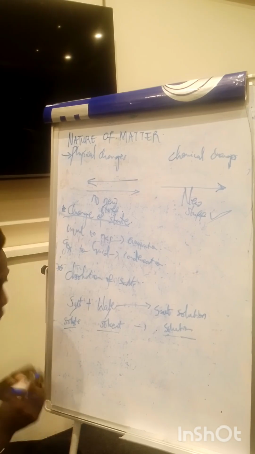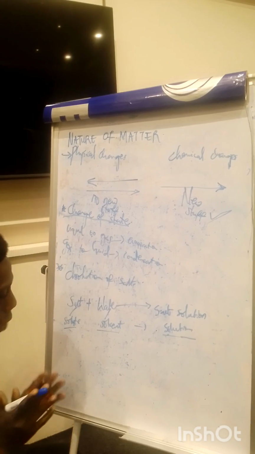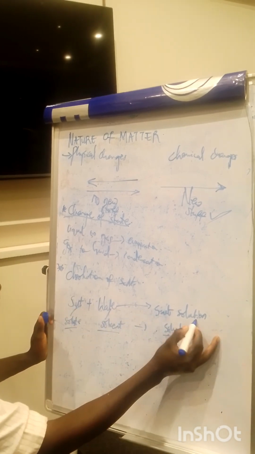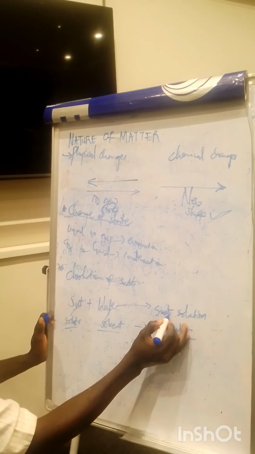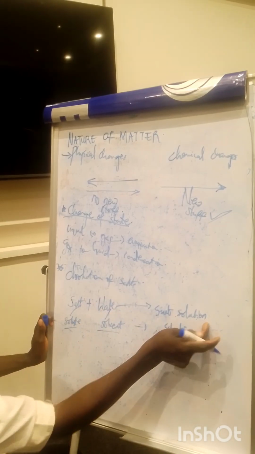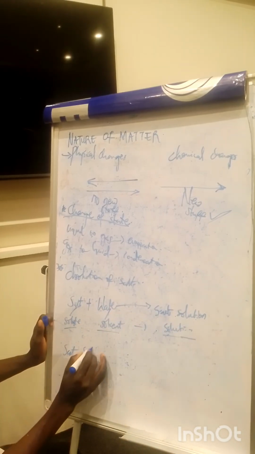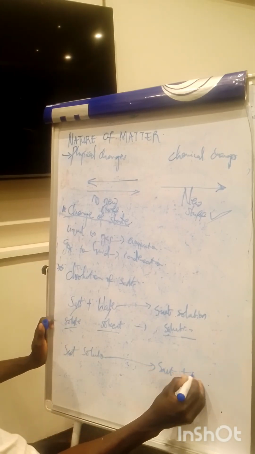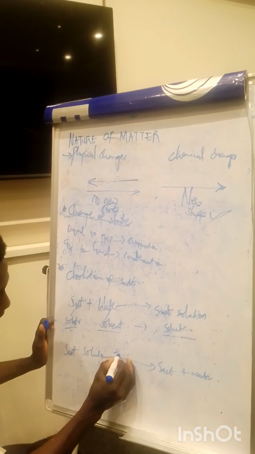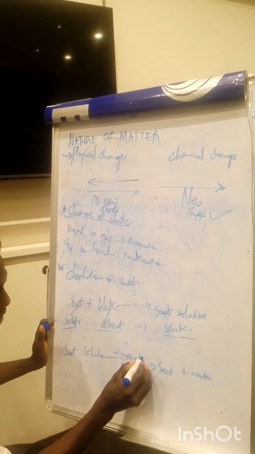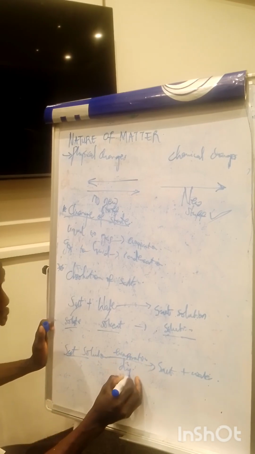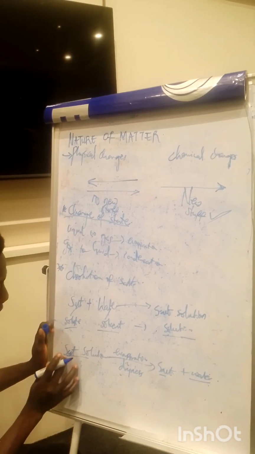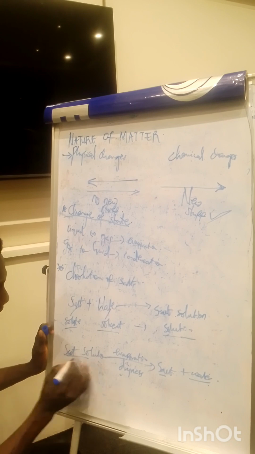Follow closely, one step at a time. Salt plus water will turn into a solution, and you can get your salt and water back from your salt solution by evaporation to dryness. If you evaporate that salt solution to dryness, you will see your salt and water back. So as you can see, it's easily reversible.